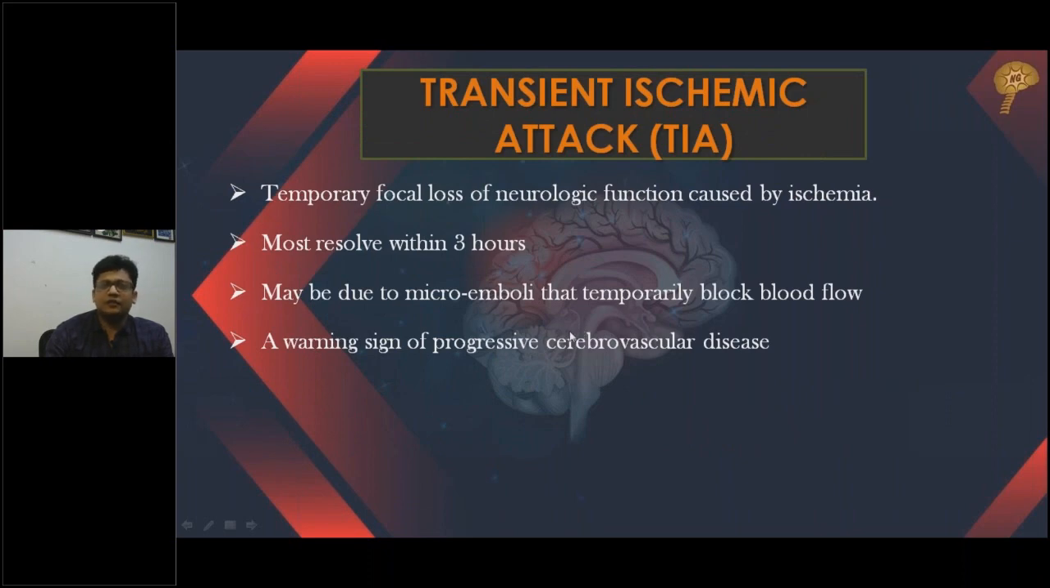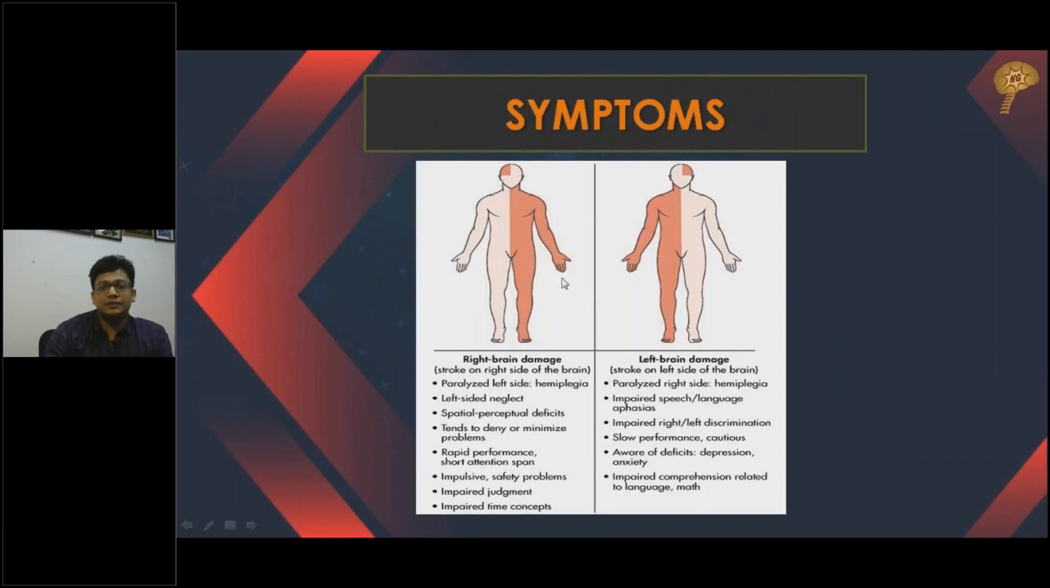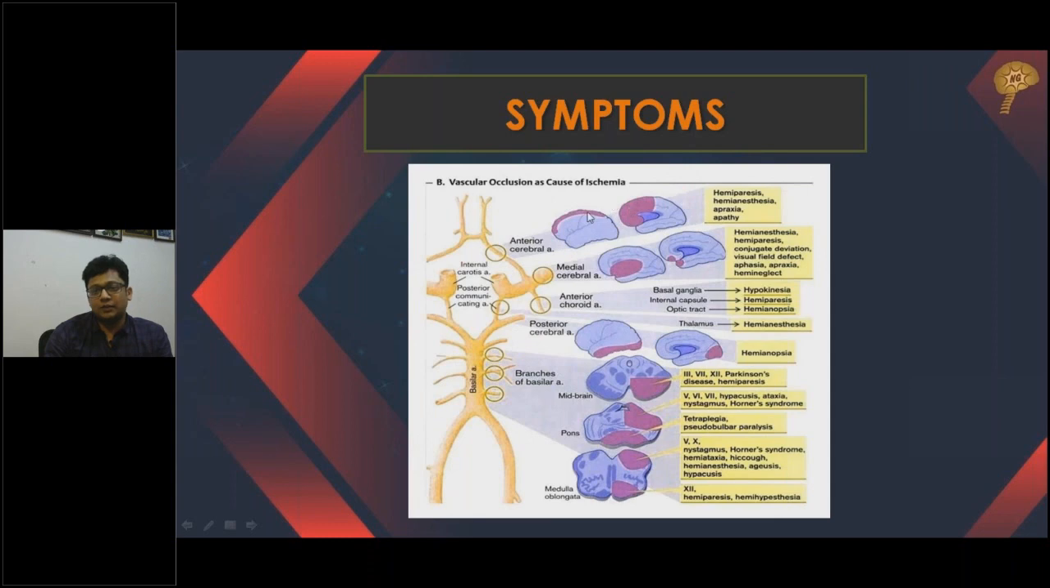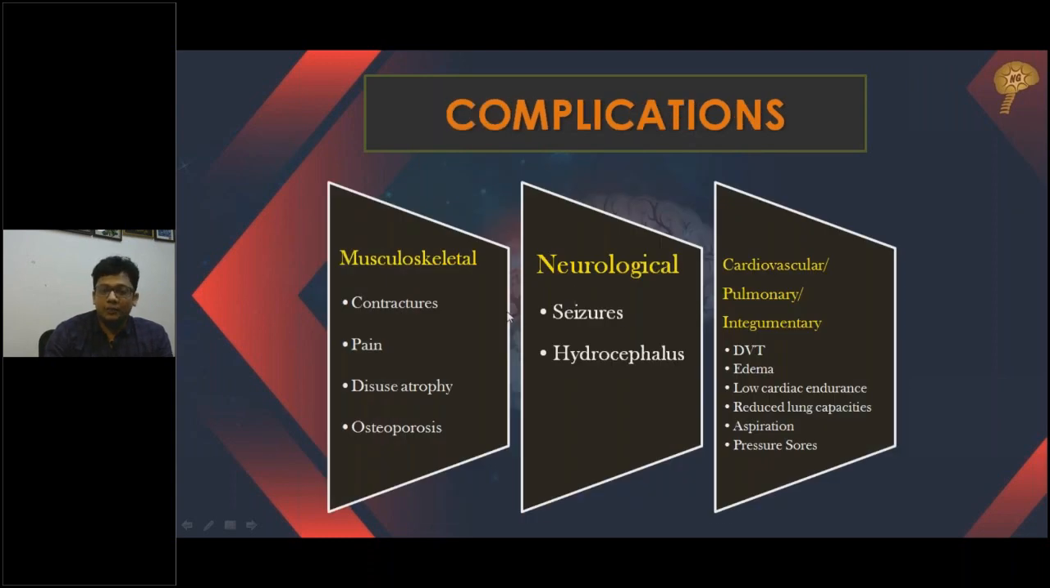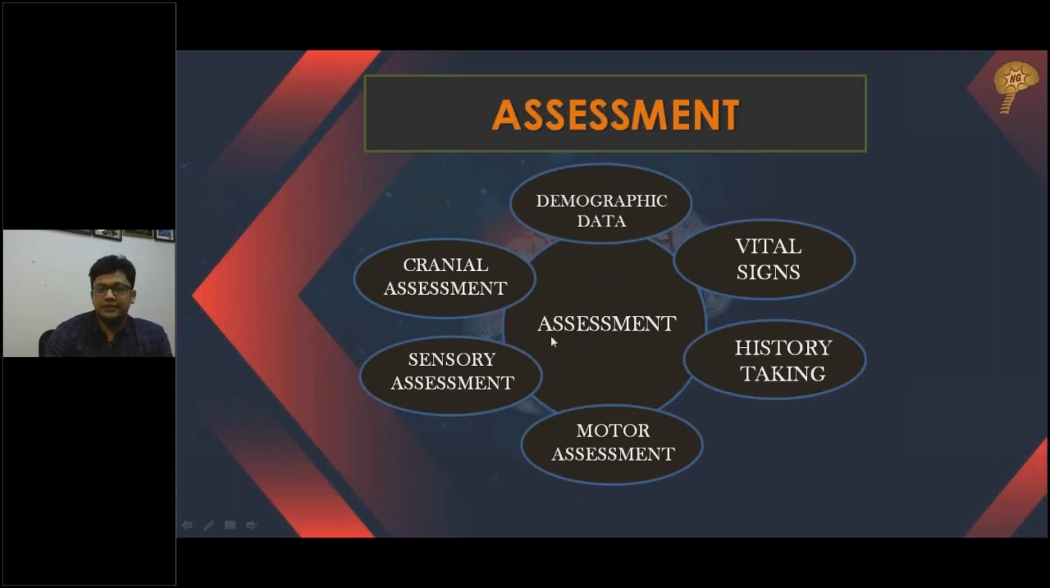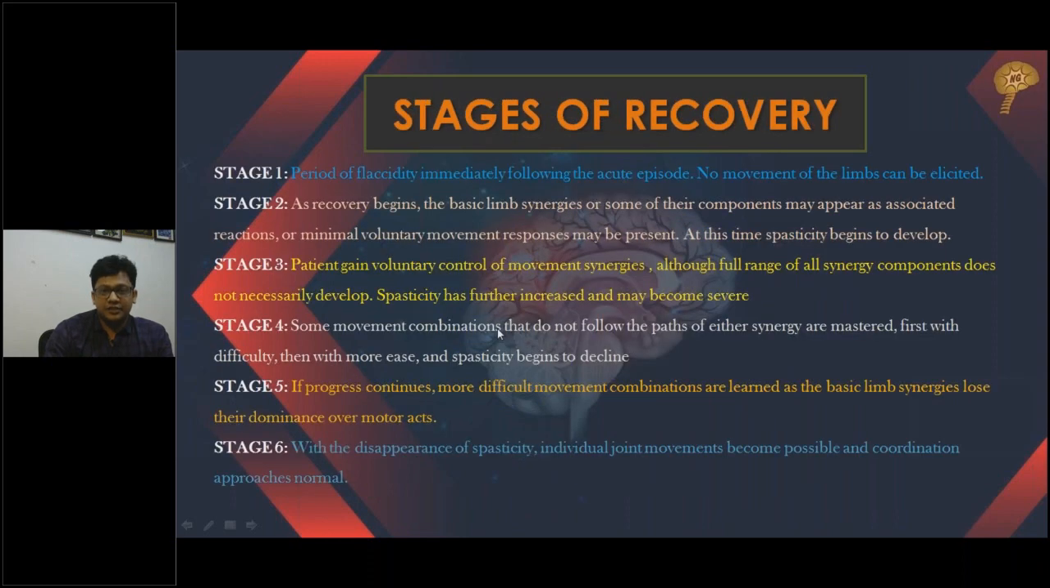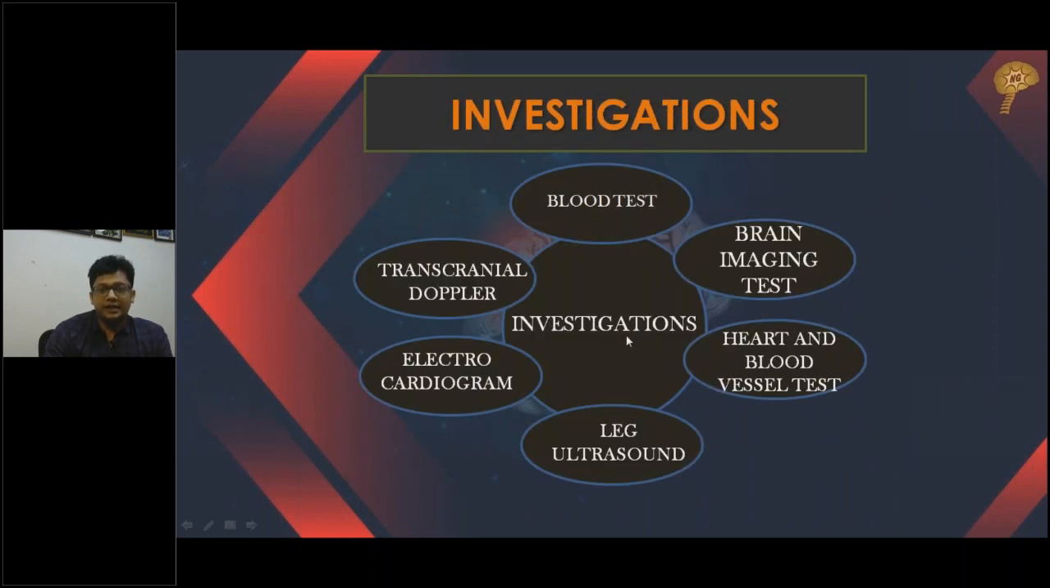Then TIA is a short temporary focal loss of neurological function. Then we discussed symptoms based on the right side and the left side of the brain, symptoms based on the blood supply of the brain, then the complications, then assessments, stages of recovery, investigations.